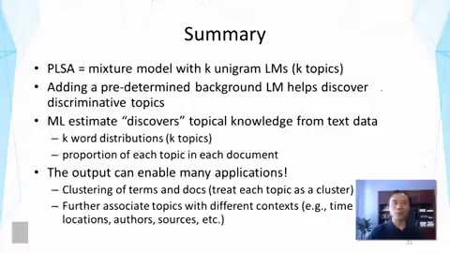So to summarize, we introduced the PLSA model, which is a mixture model with K unigram language models representing K topics. And we also added a predetermined background language model to help discover discriminative topics, because this background language model can help attract the common terms. And we show that with maximum likelihood estimate we can discover topical knowledge from text data. In this case, PLSA allows us to discover two things. One is K word distributions, each representing a topic, and the other is the proportion of each topic in each document.